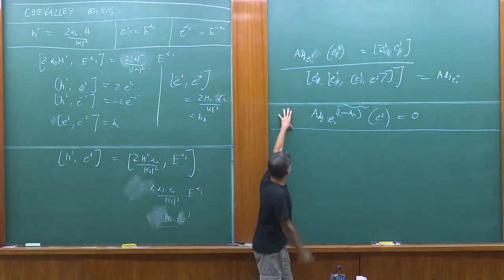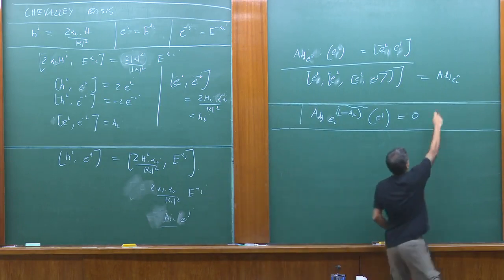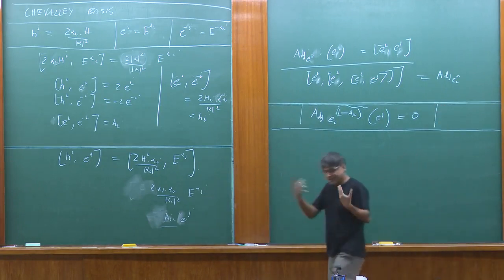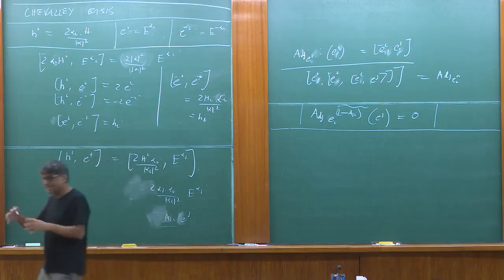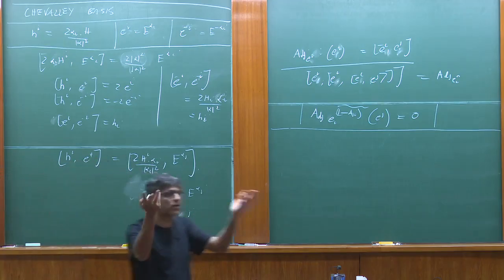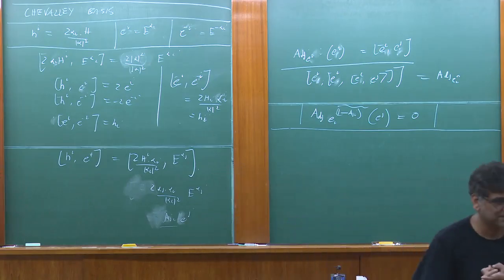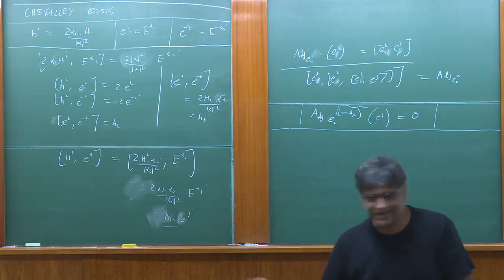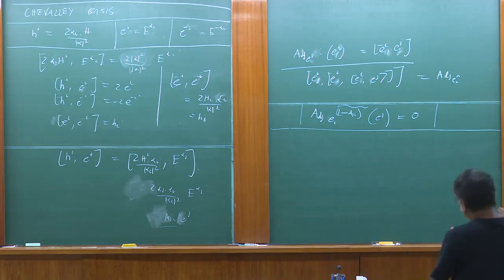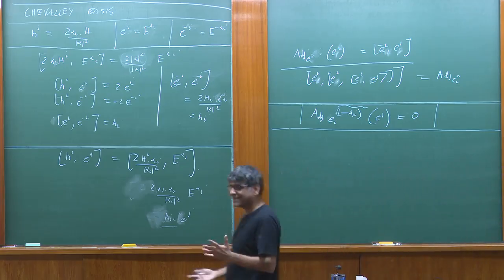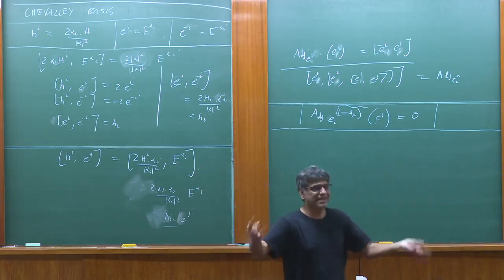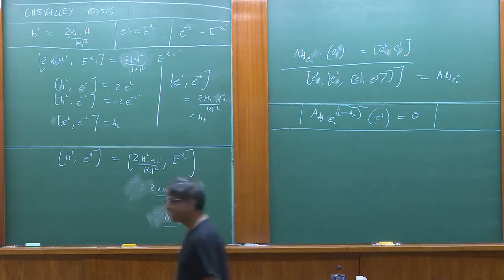So one importance of the Chevalley basis is that in this basis, it's very easy to generate the whole set of group generators in terms of this Cartan matrix. Once you know this Cartan matrix, you know everything about these group generators. So classifying the Cartan matrix is equivalent to classifying the Lie groups.